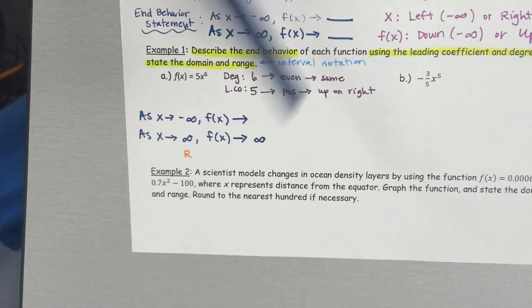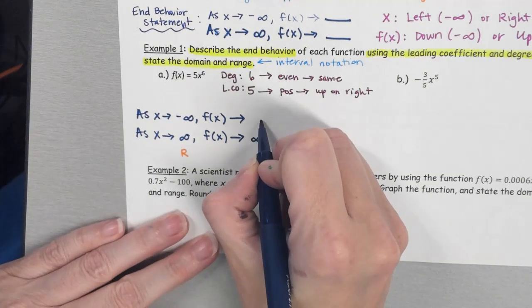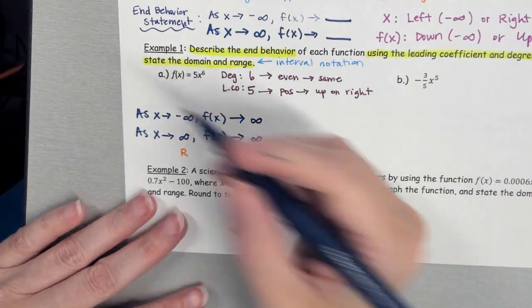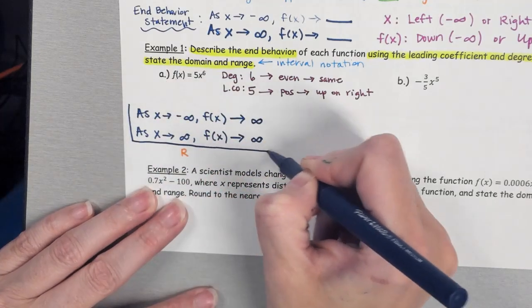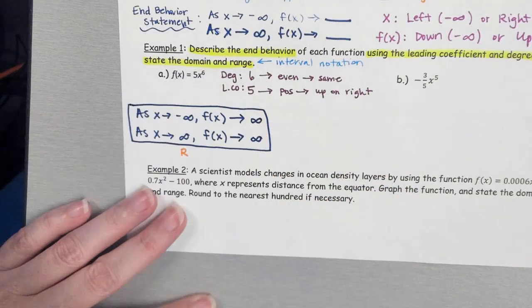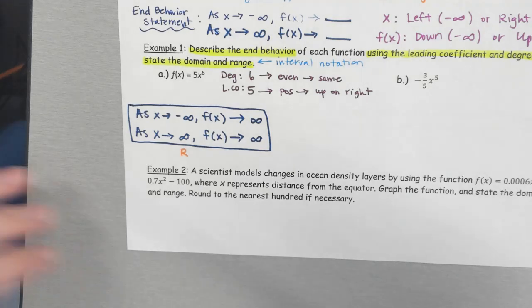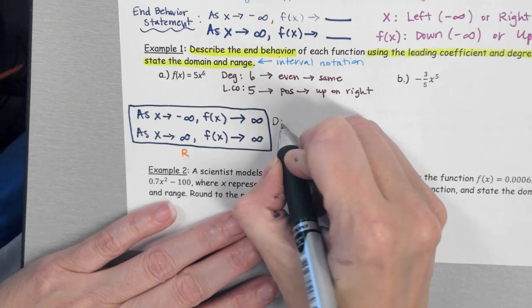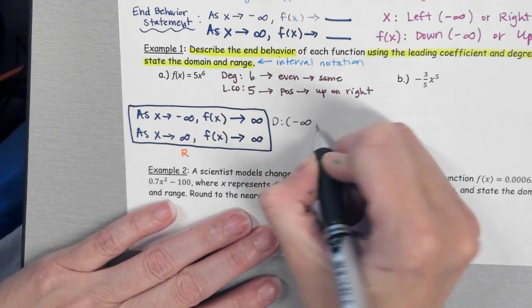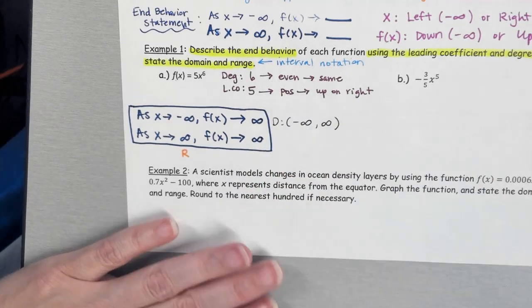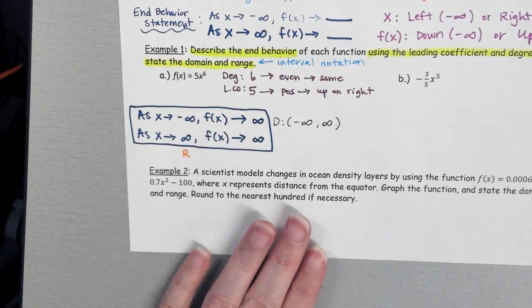Then, if it's even, I know they're the same. So if that's positive infinity, this is positive infinity. And this is going to be your statement. This is your end behavior. Now for the domain, we know the domain is all real numbers for every single one. So if we write that in interval notation, it's negative infinity to infinity.